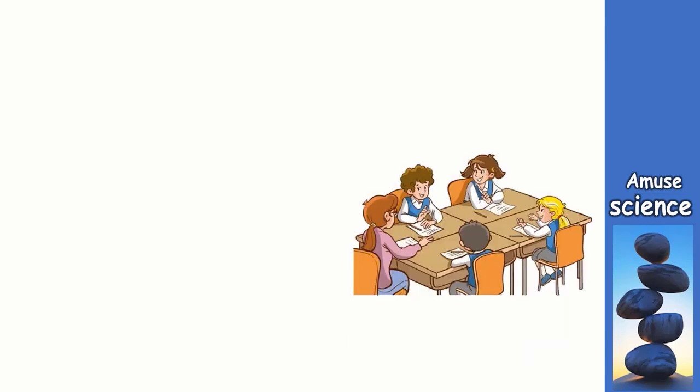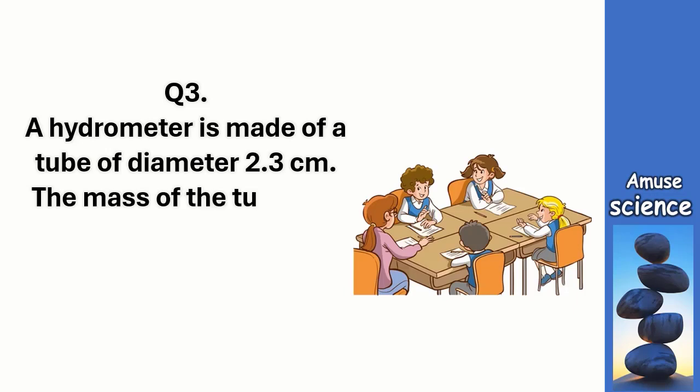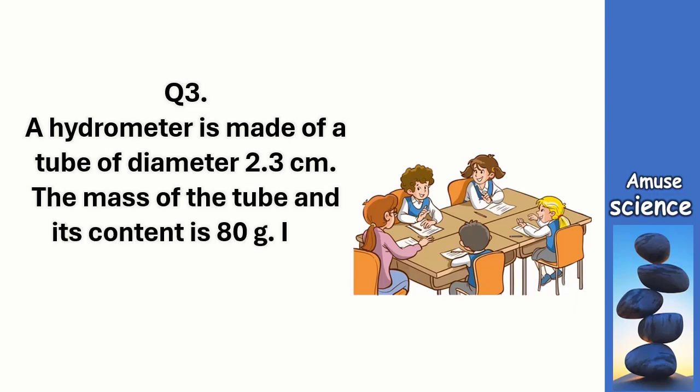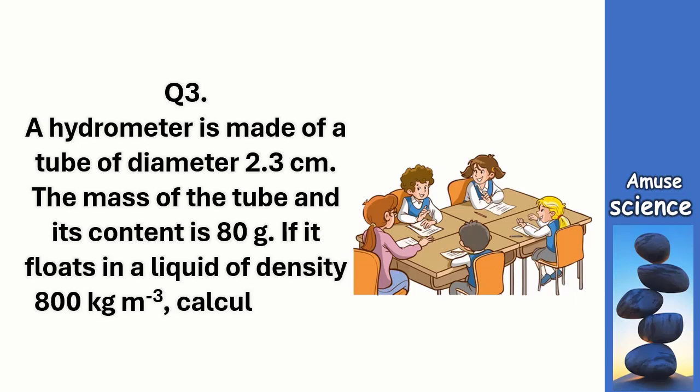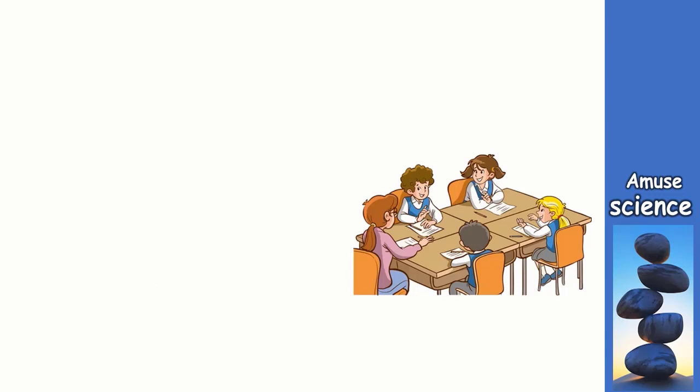Now let's take our third question. A hydrometer is made of a tube of diameter 2.3 centimeters. The mass of the tube and its content is 80 grams. If it floats in a liquid of density 800 kilograms per cubic meter, calculate the depth to which it sinks. This question is a very interesting one. Let's put down the 3 details given in the question.